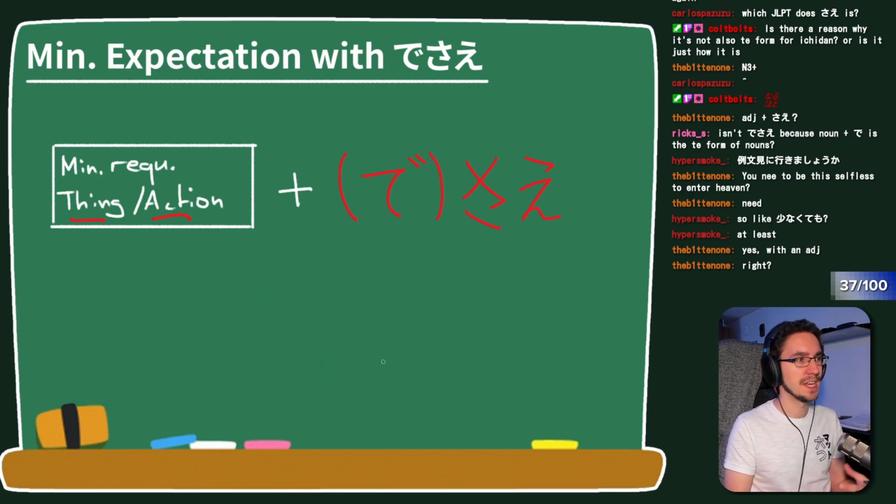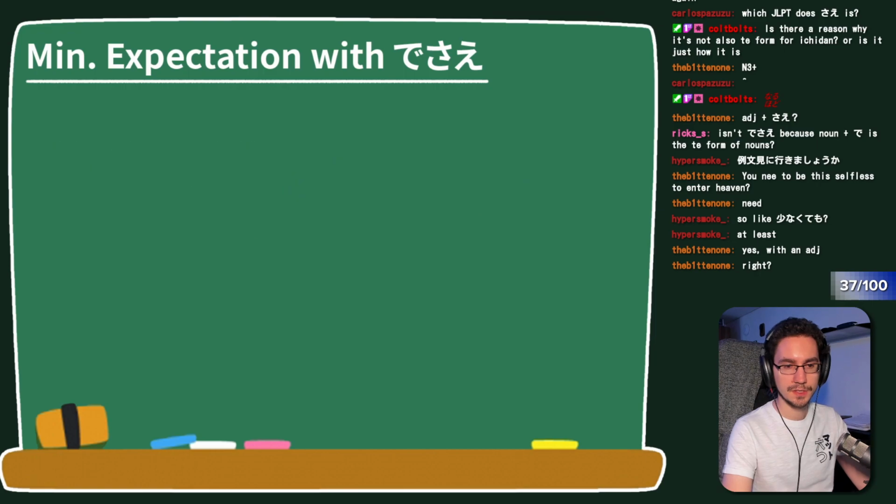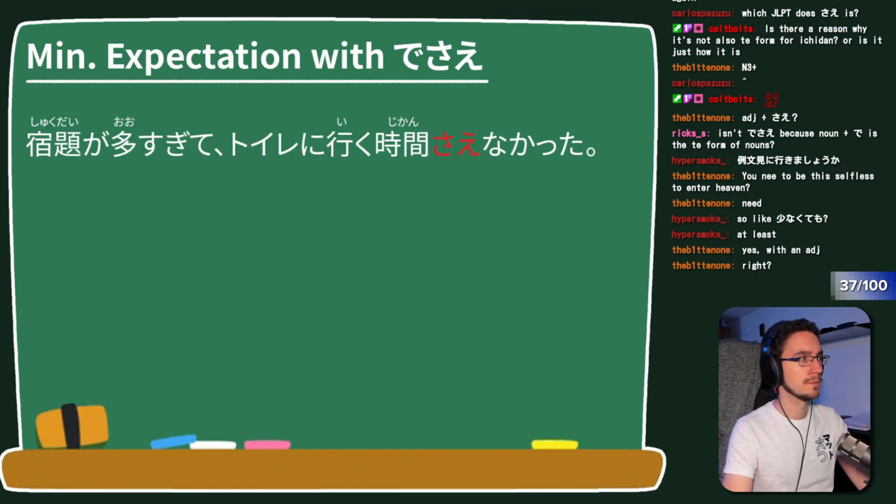And then if you do it with a negative, you can emphasize the fact that it's not even that. Like, I thought it would be enough, but even with that, it wasn't enough or something like that. Let's actually go look at example sentences to make this much more clear. So, get rid of this. I have some examples. First of all, let's look at this one.